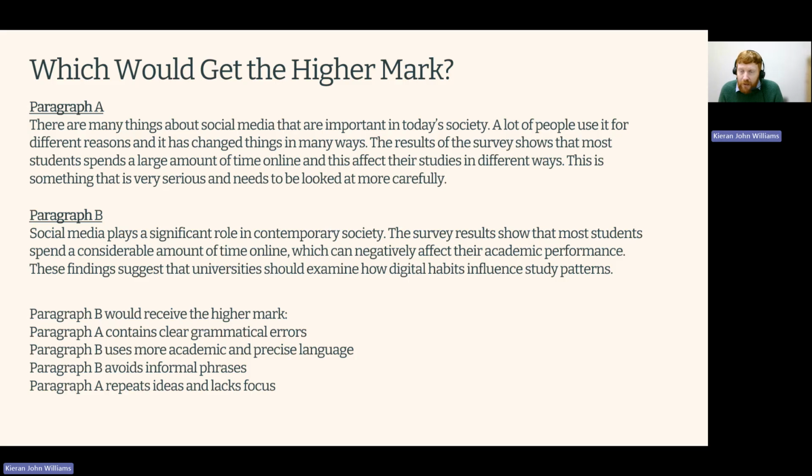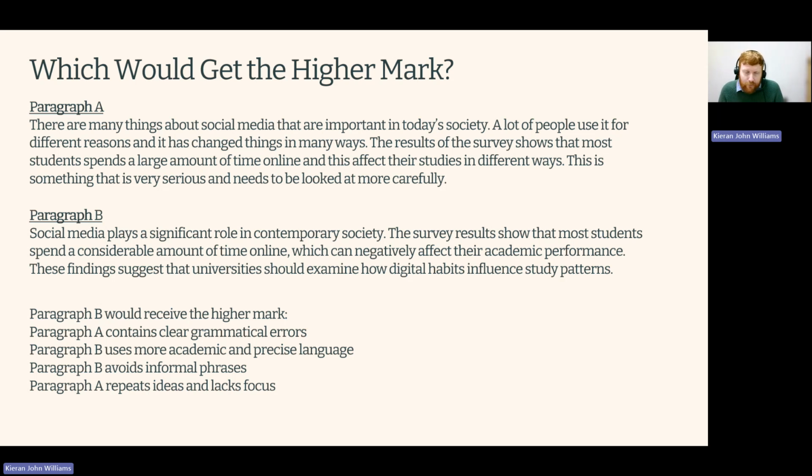But paragraph A also uses some vague phrases like many things, change things in many ways. Your role as an academic is to describe what those many things are, to describe what those many ways are. Okay? You shouldn't leave it up to your reader to know, to understand, to imagine what those many things in many ways are. It is your role. Okay?